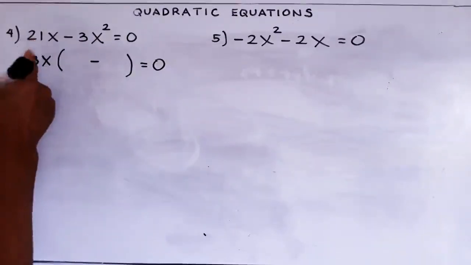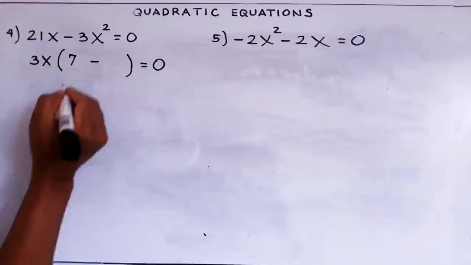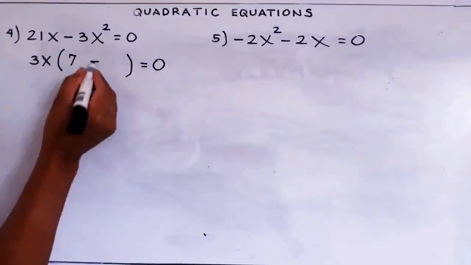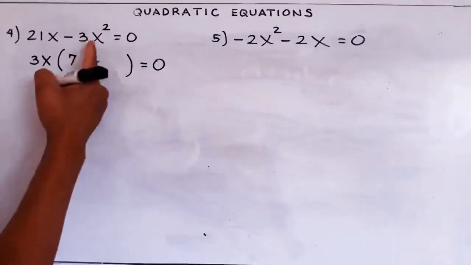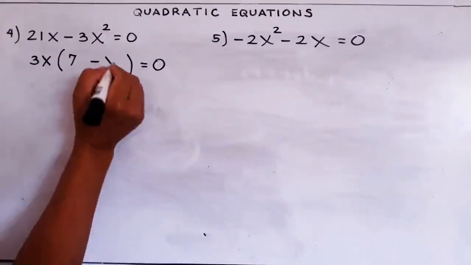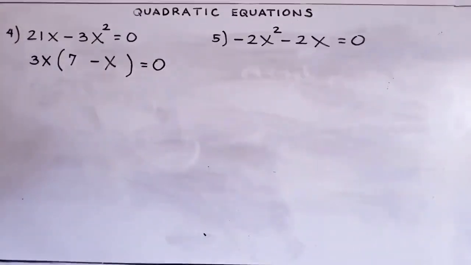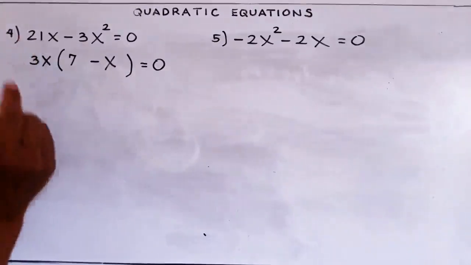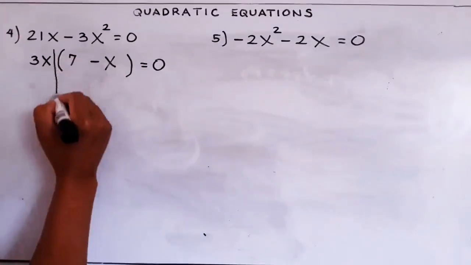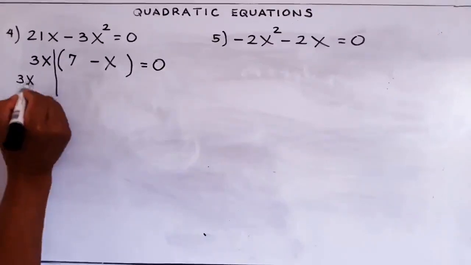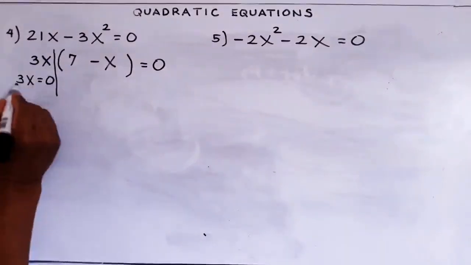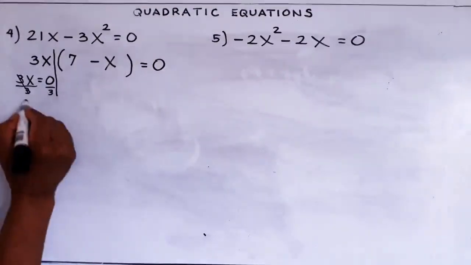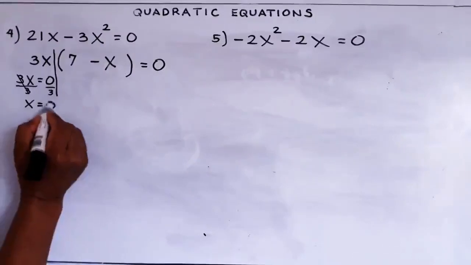Now we divide 21 by 3, 7, cancel the x is equal to 1, minus there, 3 over 3 is 1. X squared over x is x. So this one is inverted. The x squared, the x is here and the 7 is here. And then we equate them to 0. So we have 3x is equal to 0. We want to divide this by 3. We want to divide this by 3. Cancel. X is equal to 0.